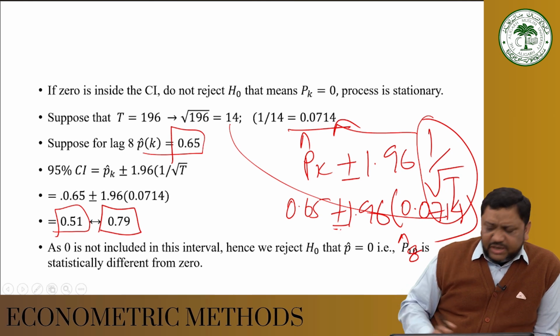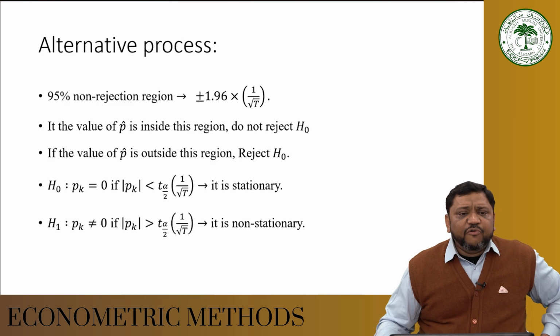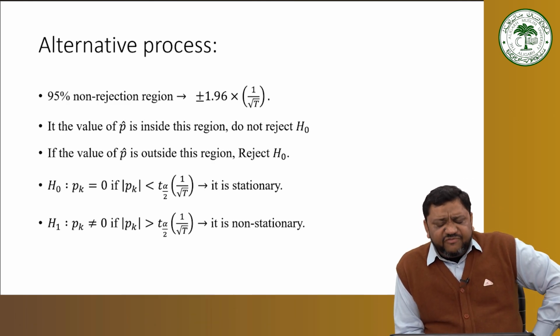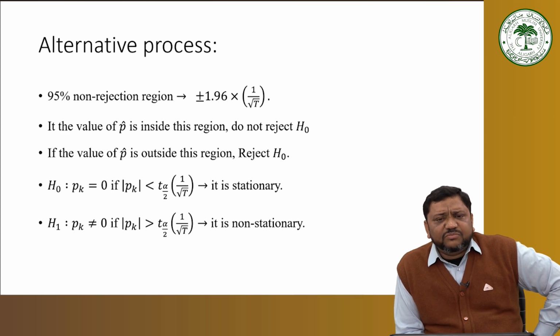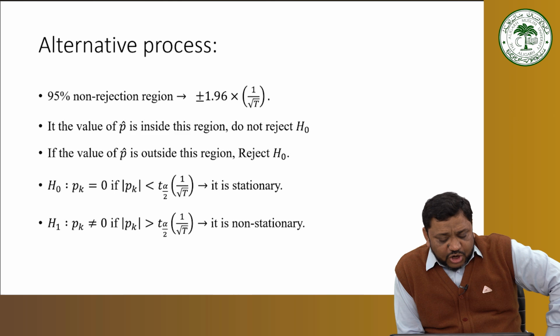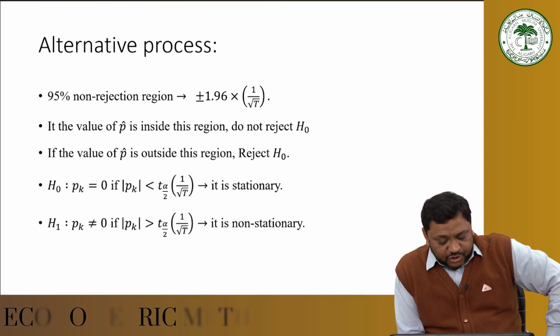Now there is another alternate process which treats the same thing in a bit different way. Again, here also we construct a confidence interval. It is 1.96 multiplied by 1 upon root T, and we will do plus minus over here also. Now if the value of rho hat is inside this region, then we accept H naught. If the value of rho hat is outside this region, we reject H naught.